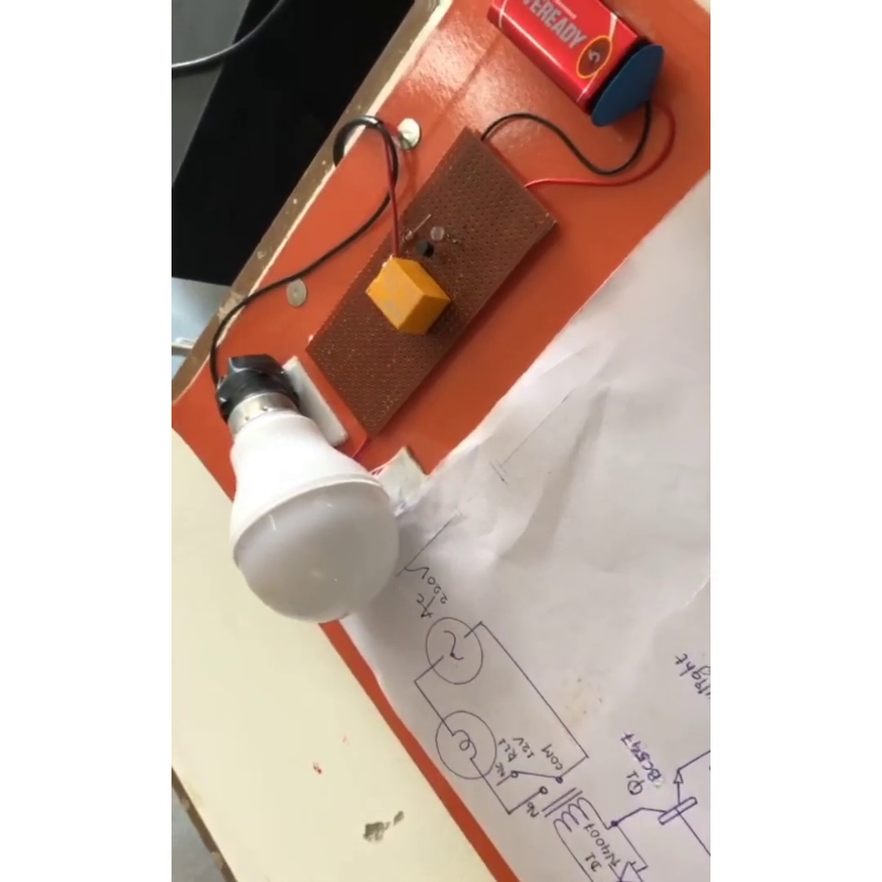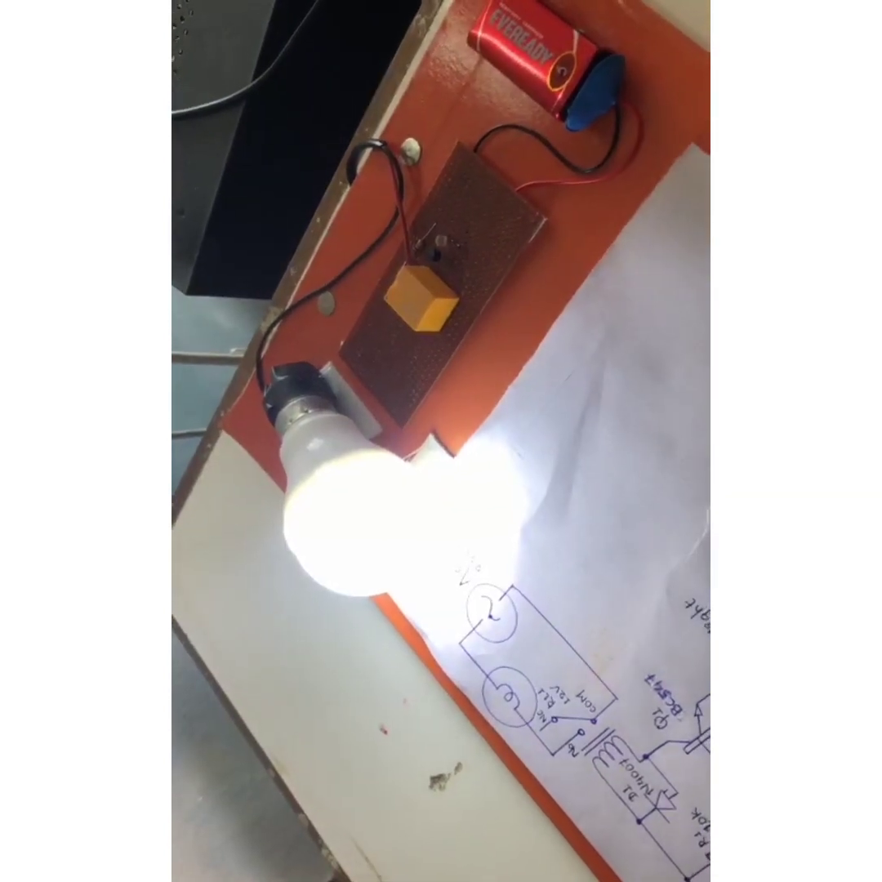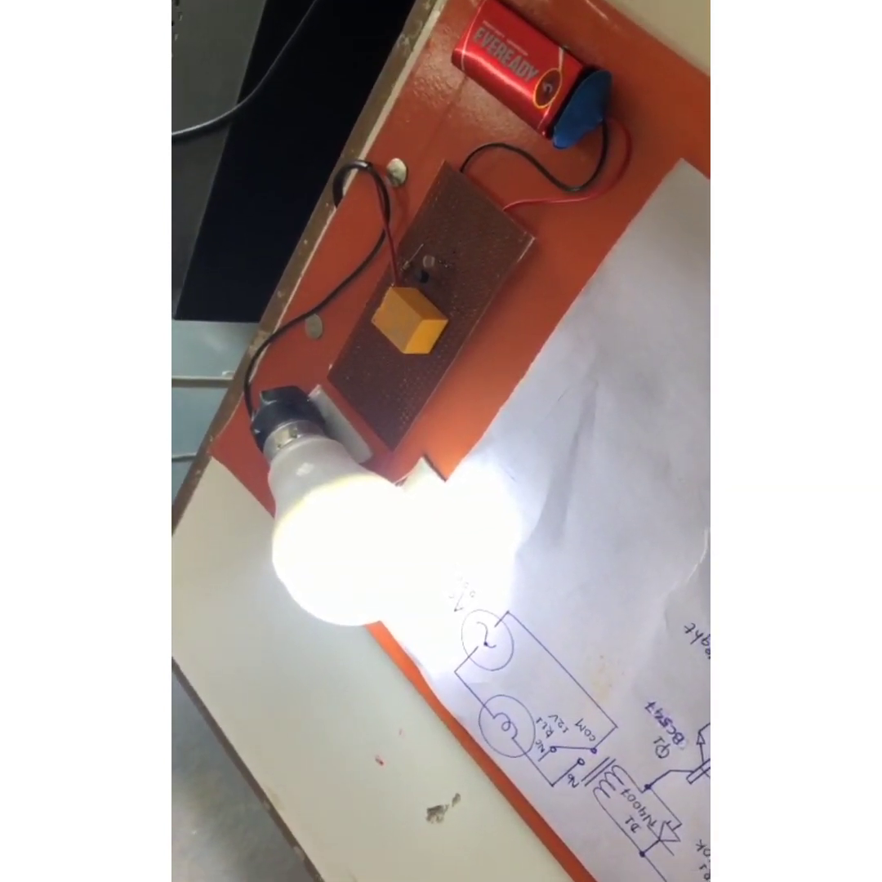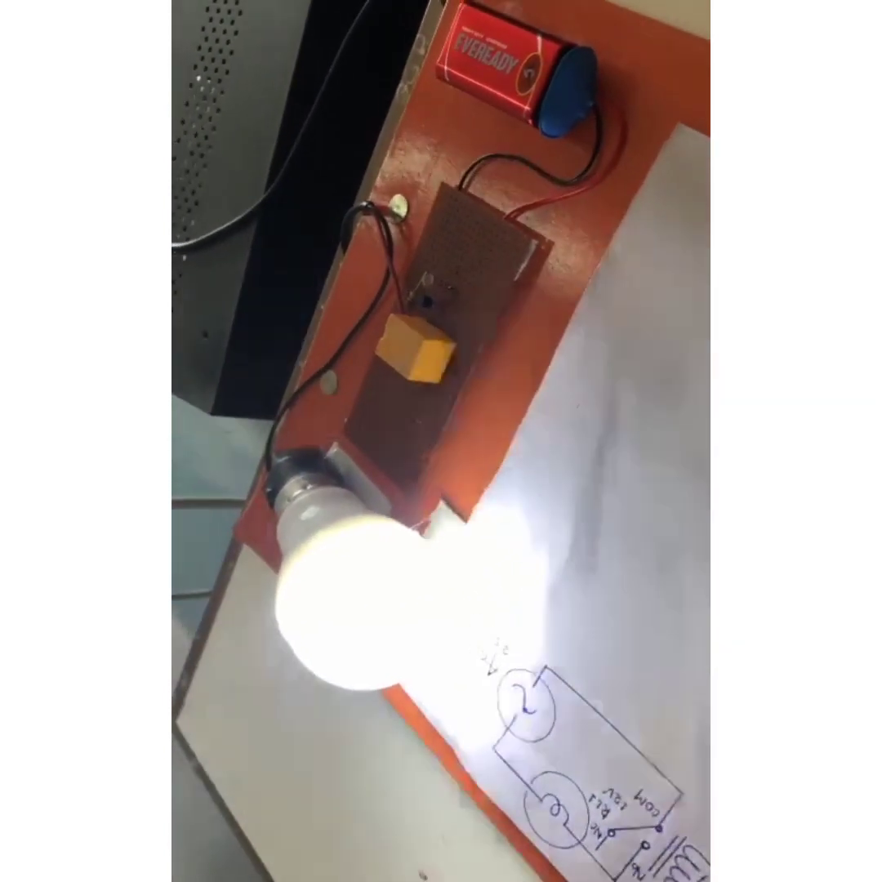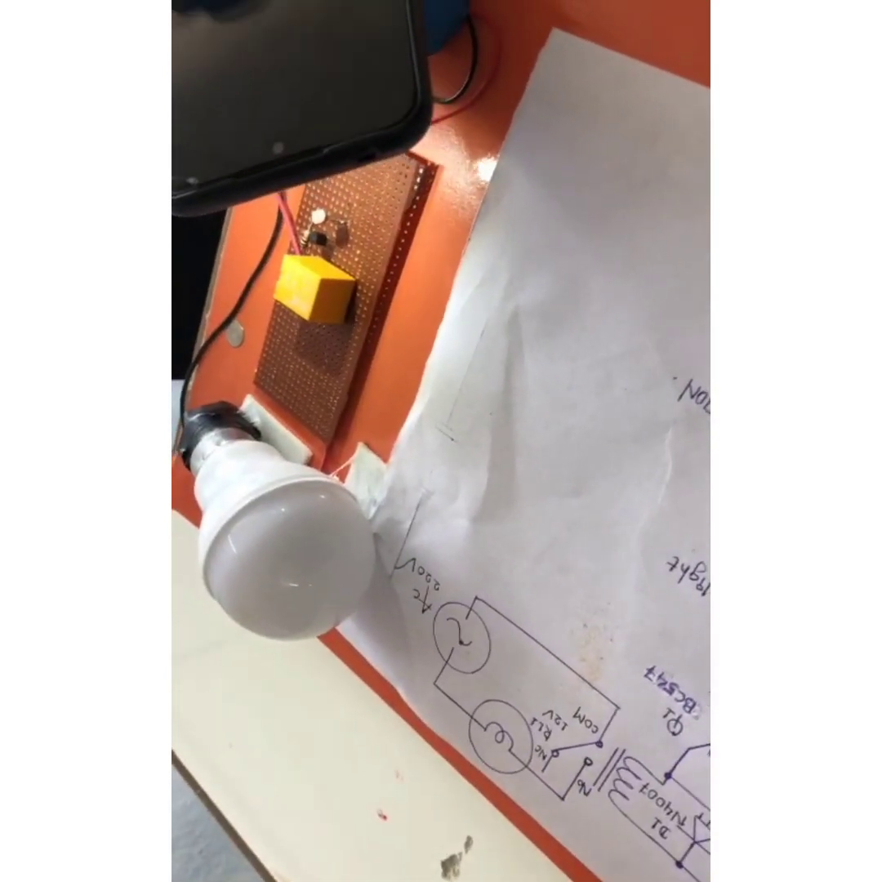Now it's time to look at how this project actually works. As the 230 volt supply is applied to the circuit, the bulb starts glowing, and when we shine a torch or when sunlight is applied across the LDR, the bulb automatically stops glowing.